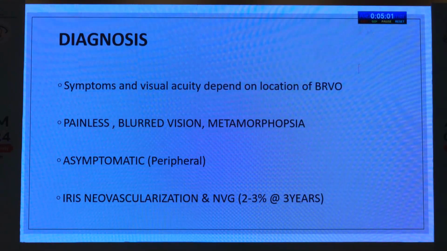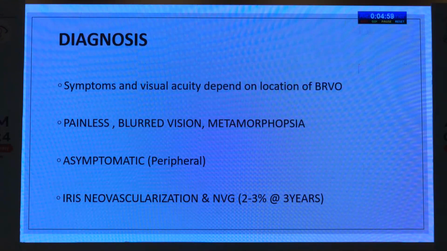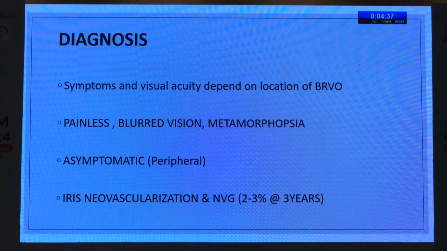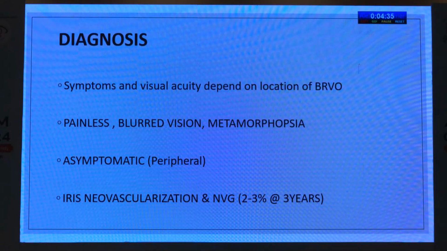The diagnosis is mainly made when the patient complains of symptoms, and the symptoms depend on the location of the vein occlusion. If it is far away in the periphery, the patient might not describe any problems. But if it involves the macular region, it is painless blurred vision, often accompanied by metamorphopsia. Iris neovascularization and neovascular glaucoma are also seen in 2 to 3% of cases at 3 years.